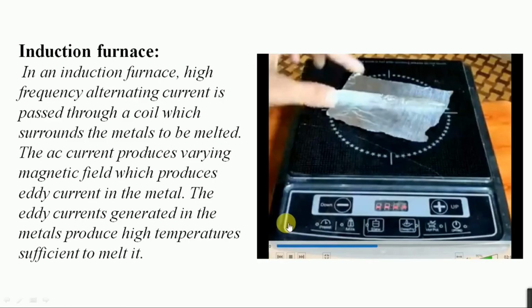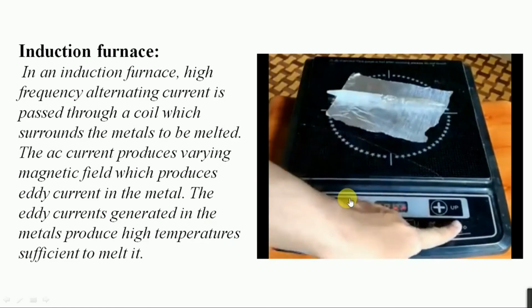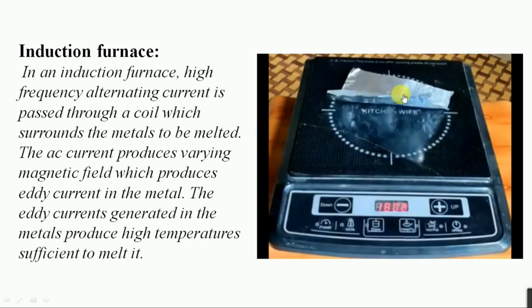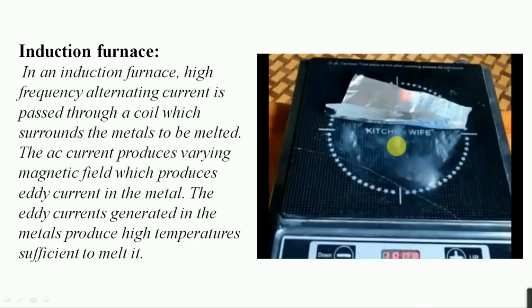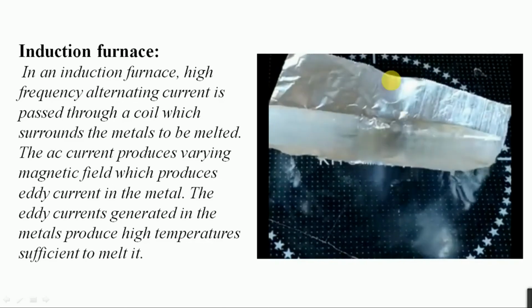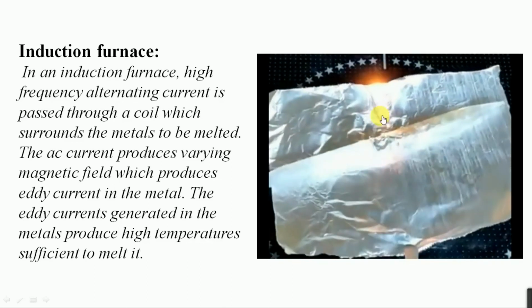So let's see one video. This is an induction cooktop. Inside, a changing magnetic field is produced. When we switch this on, a changing magnetic field is produced, and a lot of eddy current is produced in this foil. You can see this is an aluminum foil. Due to the eddy current, it is getting heated up.